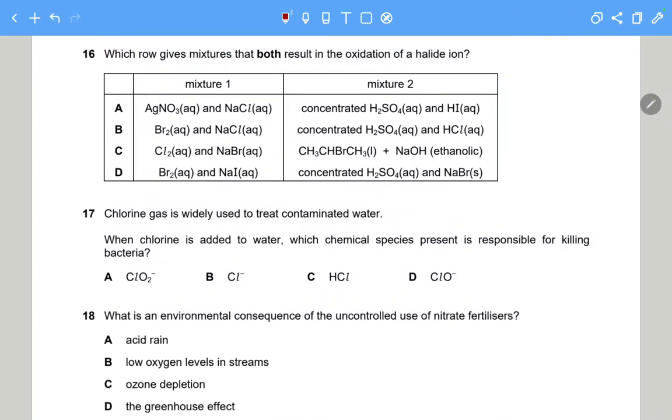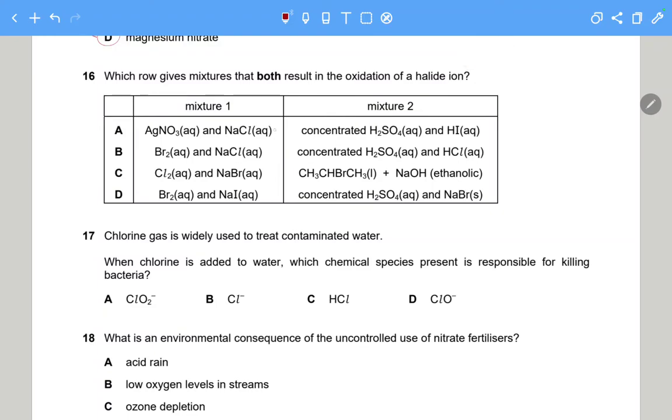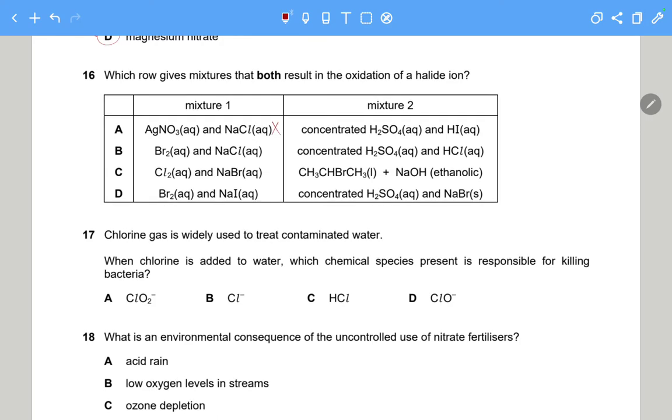Which row gives mixtures that both result in the oxidation of a halide ion? So oxidation of a halide ion means the halogen is formed. Now, if you look at mixture 1, it says AgNO3 plus NaCl. The halide ion is not oxidized, because you get AgCl, which also contains chloride ions. So no chlorine is formed. So we already cancel this out at the very first statement. We don't even have to read the statement for mixture 2. Then Br2 and NaCl. Now, bromine is less reactive than chlorine, so it cannot displace chlorine from its salt solution, and therefore we will not have any Cl2 formed, and we can cross this out.